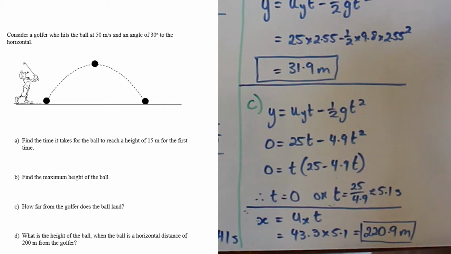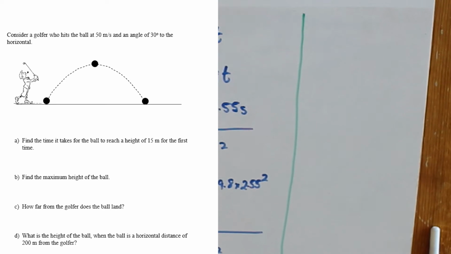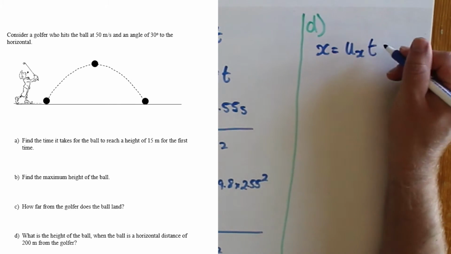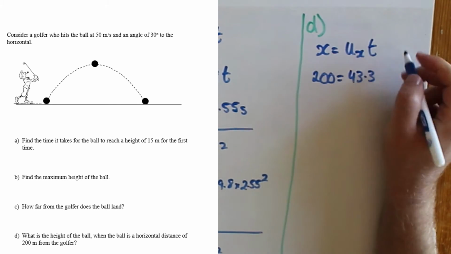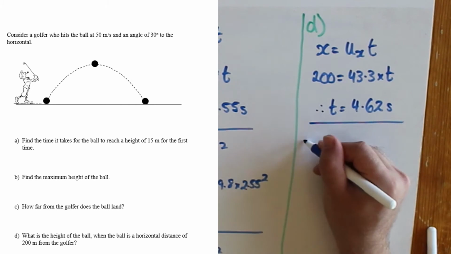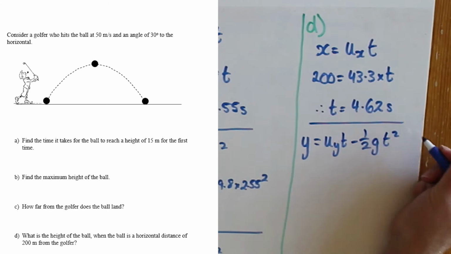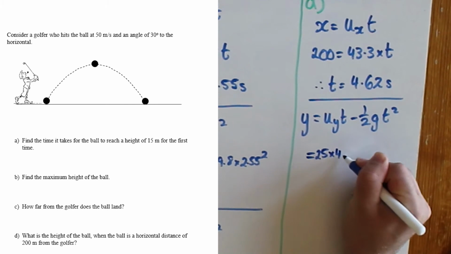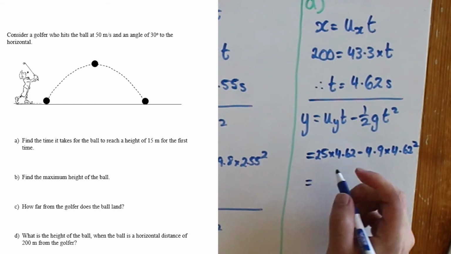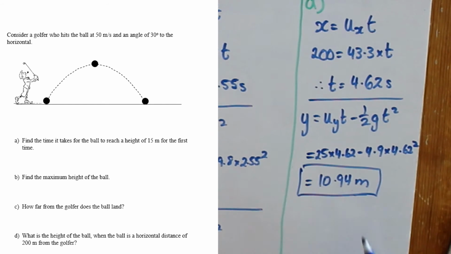Now the last question asks us to find the height of the ball when the horizontal distance is equal to 200 meters. So we can use the x position formula to find the time at which the horizontal distance equals 200 meters. So we find that 4.62 seconds. Then the vertical position formula, or the y position formula, sub in the time, and that gives us the height of 10.94 meters.